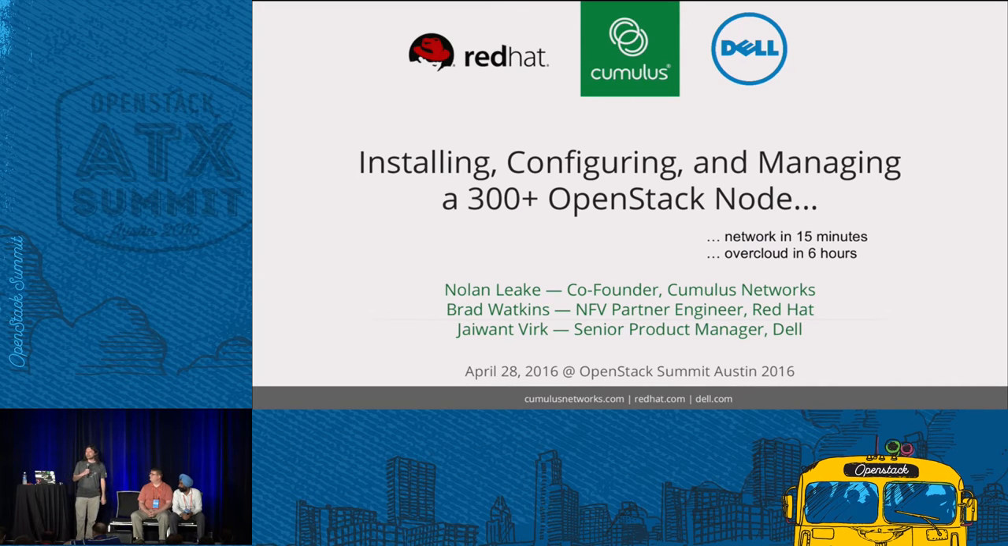I'm Nolan Leake. I'm the co-founder of Cumulus Networks. And unlike my friends here, everyone here might not know what Cumulus Networks does. So I'll give you a brief overview. We have a Linux distribution called Cumulus Linux that is unusual in that it runs on switches. It runs on top of rack and spine switches. And it is essentially hardware accelerating the networking functionality of the existing Linux kernel.